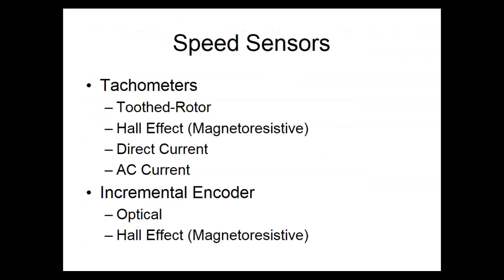So the devices we're going to be looking at are tachometers, and we'll look at a tooth rotary encoder. We'll look at Hall effect or magnetoresistive sensors. Also direct current, AC speed sensors, DC speed sensors. These are all tach generators. These are normally called tachometers or tach generators.